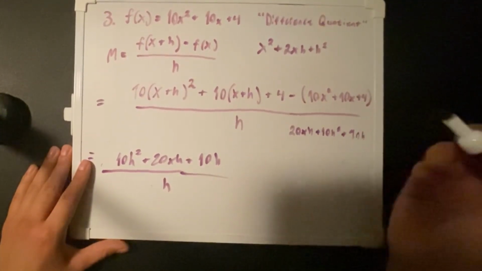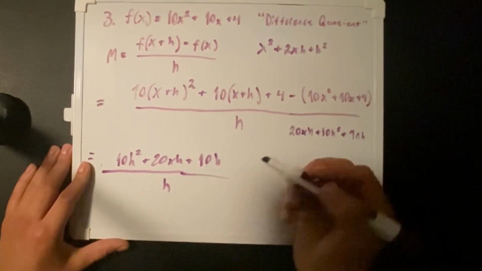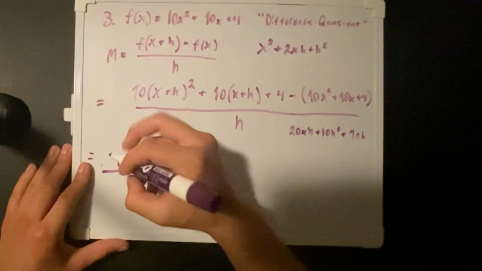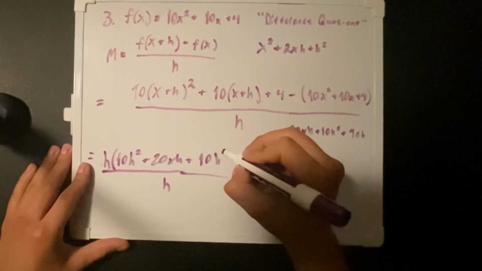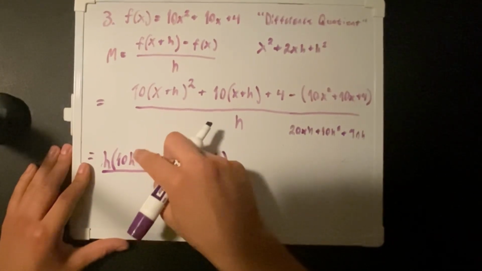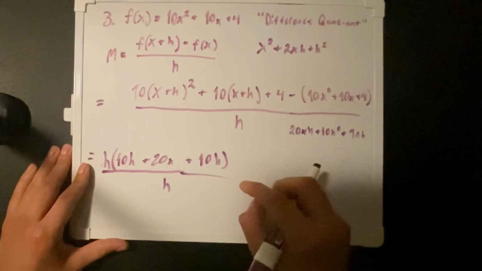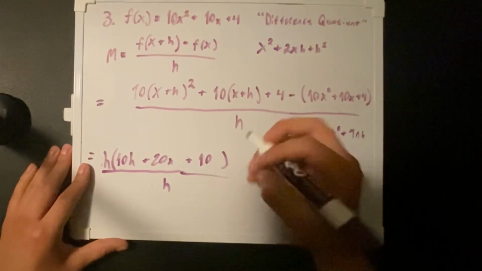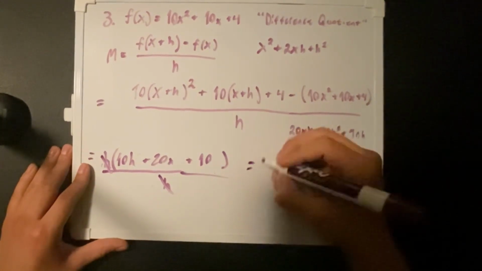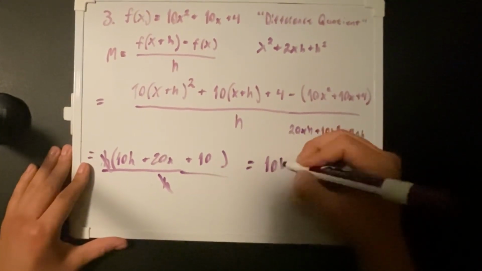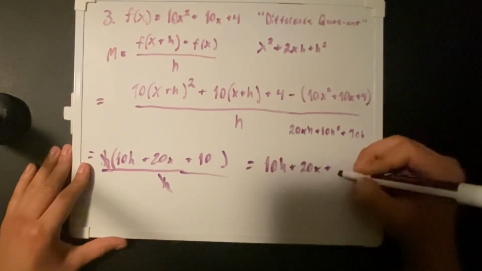So how can we further simplify? Well, I see an h on the bottom and I see h's up here. So all we need to do is factor out an h. How would you do that? H on the outside, have your parentheses, and this just becomes 10h plus 20x plus 10. And then these h's cancel out and we're left with our answer, which is 10h plus 20x plus 10.